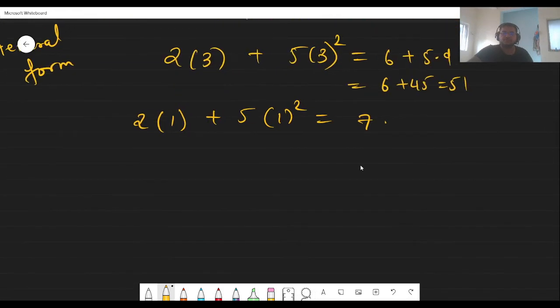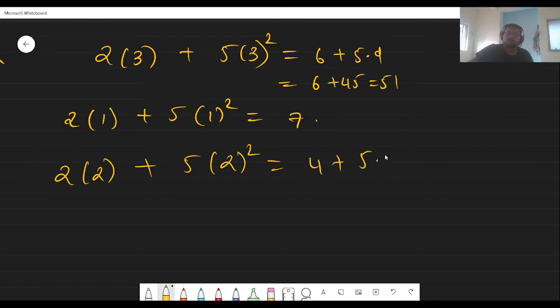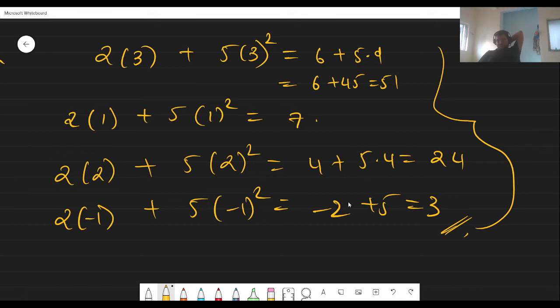Now if I ask you what is 2 into 2 plus 5 into 2 square, the answer will be 4 plus 5 times 4, which equals 24. Now if I ask you what will be 2 times minus 1 plus 5 times minus 1 square, the answer will be minus 2 plus 5, which equals 3. The agenda of doing this type of example is that you will be able to see a certain behavior in the questions here.